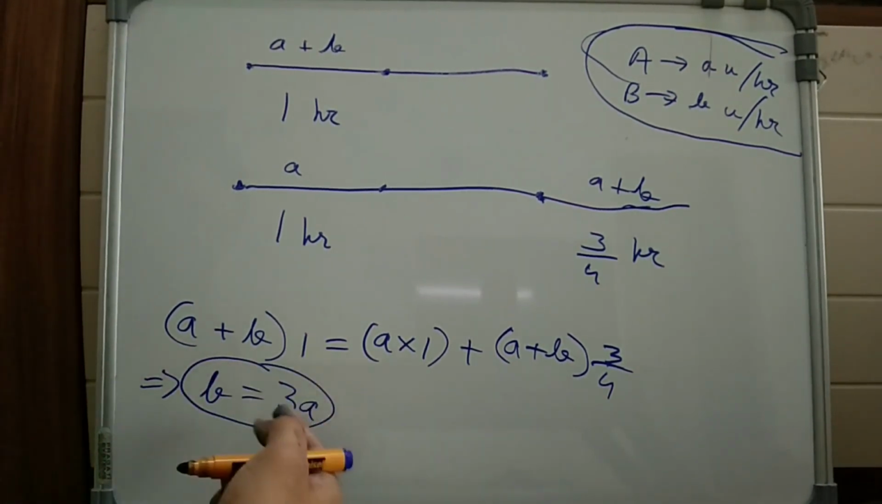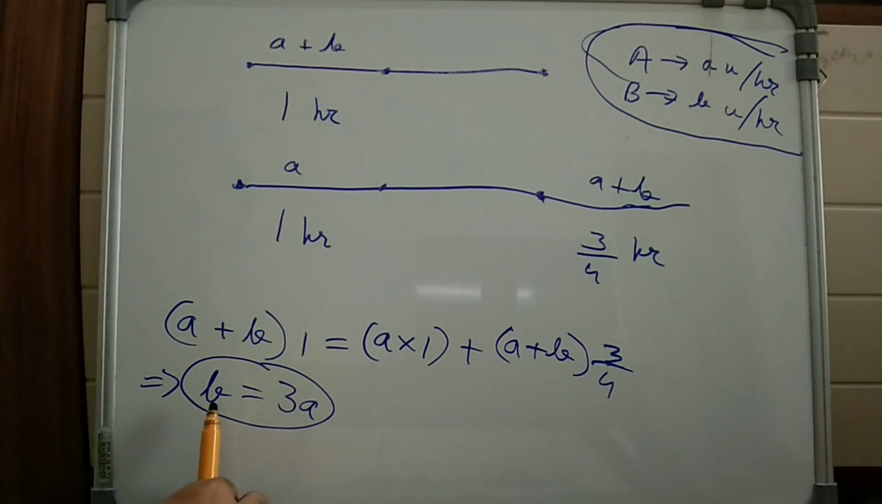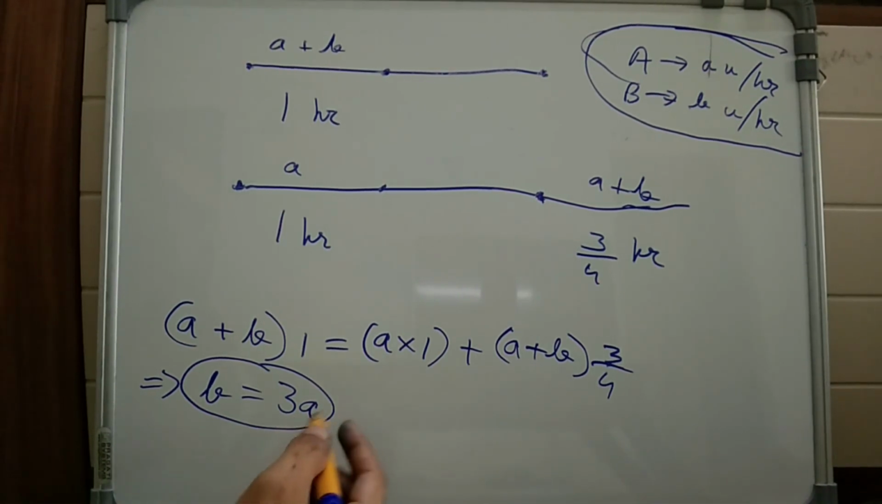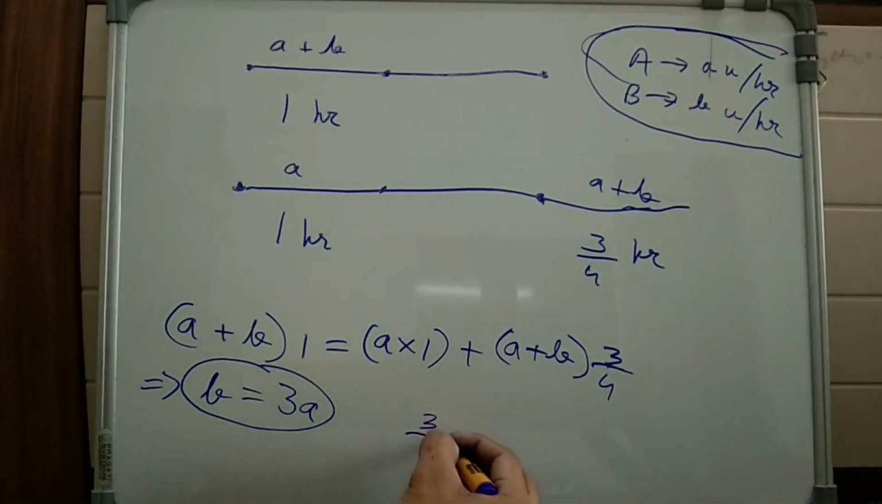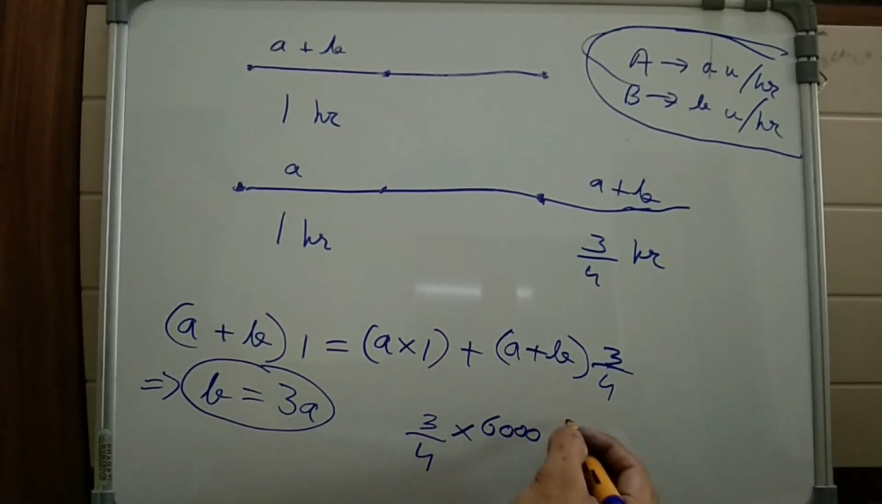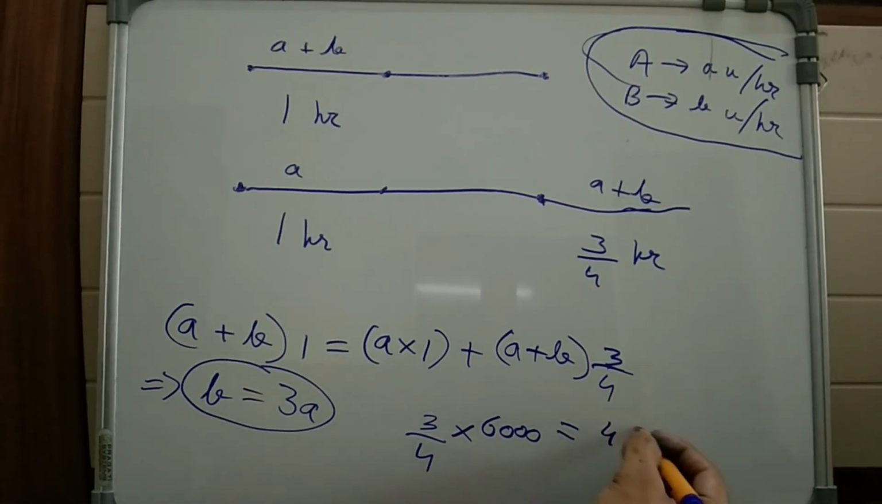So what does that mean? What inference can we draw from here? That B is thrice as efficient as A. Okay, B is thrice as efficient as A. So if B is thrice as efficient as A, what I can say is that B will get three-fourth amount of money. So three-fourth of 6,000 is 4500. So B's share will be 4500 rupees.